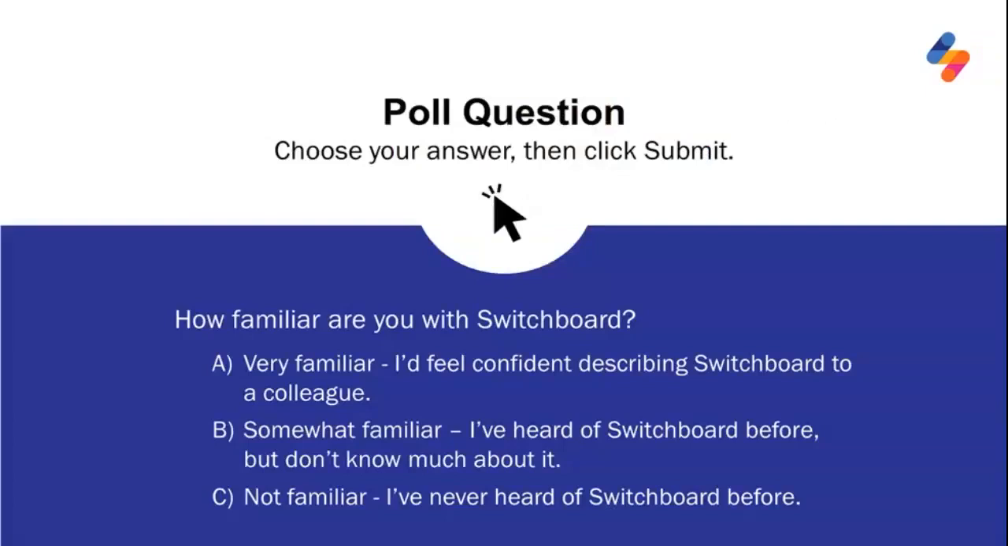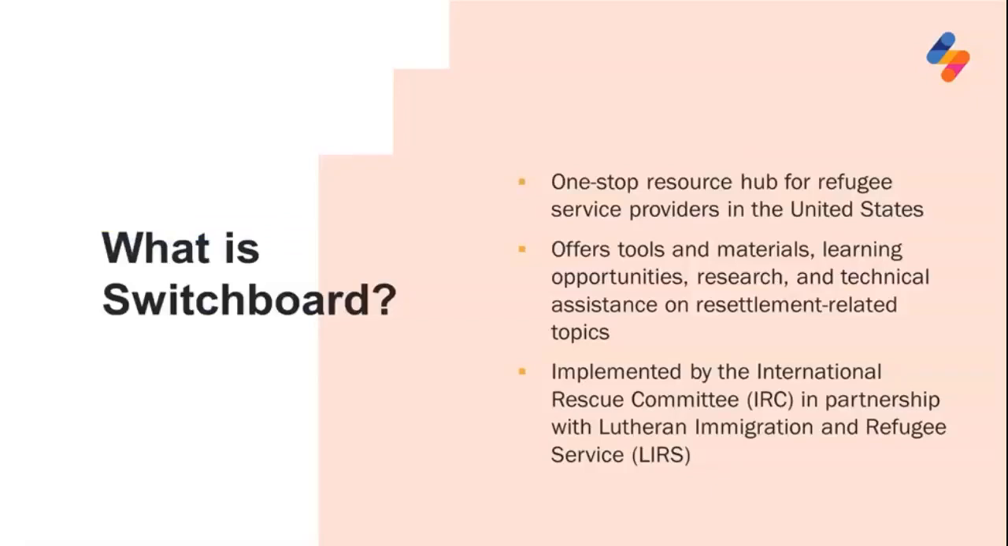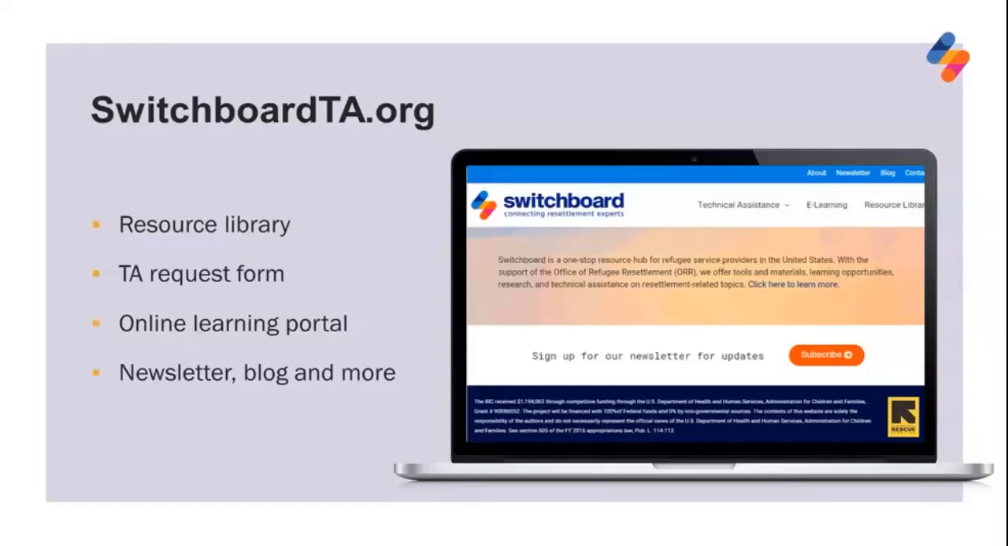So, Meg, if you could give me the controls, I will move it over so we can talk a little bit about the Switchboard program. So first of all, what is Switchboard? It is a one-stop resource hub for refugee service providers in the United States. And we offer tools, materials, learning opportunities, research, and technical assistance on resettlement-related topics. And we're implemented by the International Rescue Committee in partnership with Lutheran Immigration and Refugee Service.